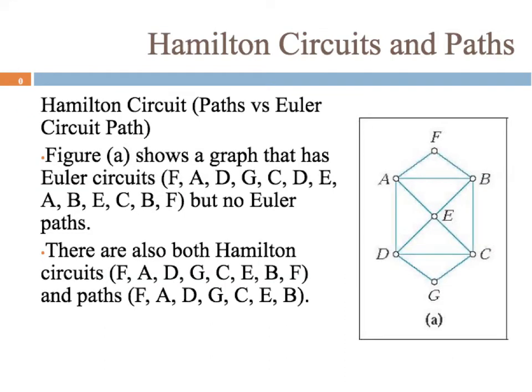Alright, so the best way to really illustrate these differences is by example. Figure A, so here's our first one. It shows a graph that has Euler circuits, and I'm going to trace this for you to show you. So if we were to start at F, and think back to Euler circuits in the previous chapter, from F to A to D to G, C, back to D, E, A, B, E, C, B, and then F. Alright, so we've traced all edges in this case, and again, that's with Euler circuits or paths.